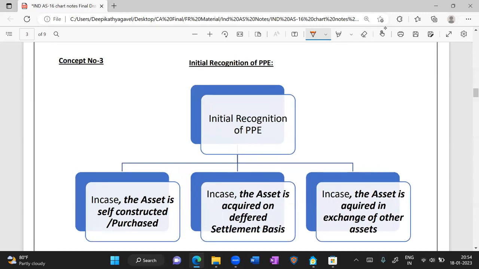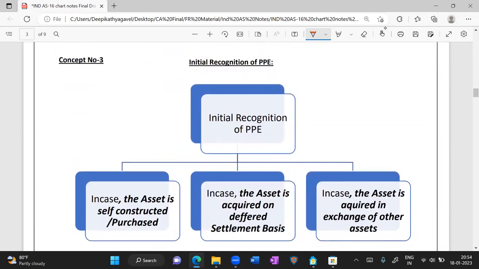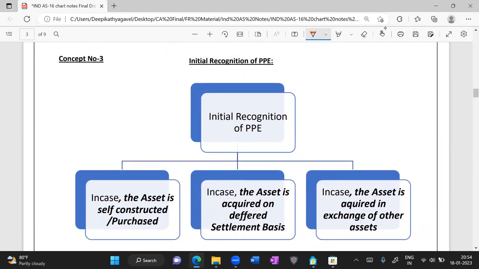Now let's suppose my PPE has met the definition condition. I'm also very sure that using this plant and machinery that I'm purchasing right now, let's say for example, I will be able to generate future economic benefits, and also the cost is reliably measured. Now I'm asking, initially, for the first time when I'm recognizing this particular PP in my books, in which amount should I recognize it? So the standard very clearly says the initial recognition of PP will happen at cost.